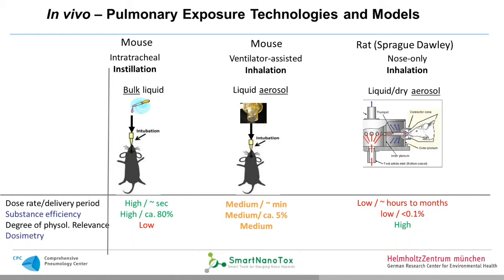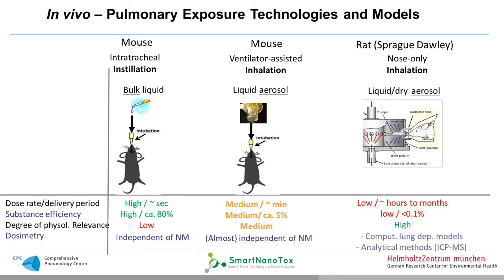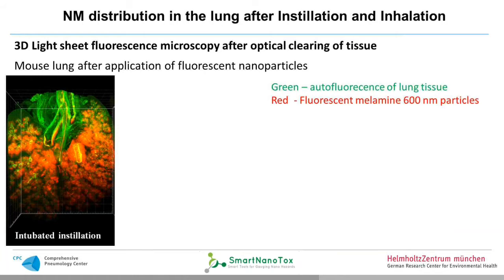And in the intermediate level, we now have ventilator-assisted inhalation, which can kind of bridge the gap. It's much faster. Within a few minutes, you get the dose you need to get a response from the animal. Then we get the dosimetry, relatively simple for instillation and ventilator-assisted inhalation. It can be calibrated. For inhalation, you have to work harder. You have to do analytical analysis in the lungs, or you have to use computational lung deposition models.